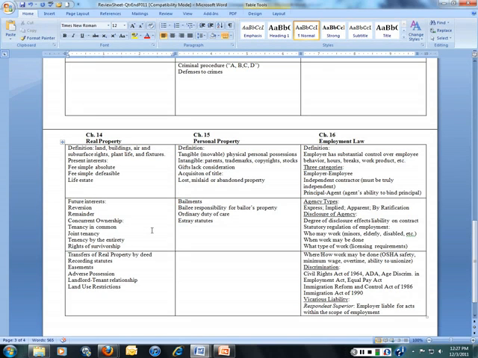Employment law in Chapter 16. Again, being able to define what employee and what the employment relationship is. When we look, there are three different categories we probably talked about in class: an employer-employee relationship, independent contractor relationship, and then the principal-agent relationship. And all those are significantly different as to how you would classify the parties.